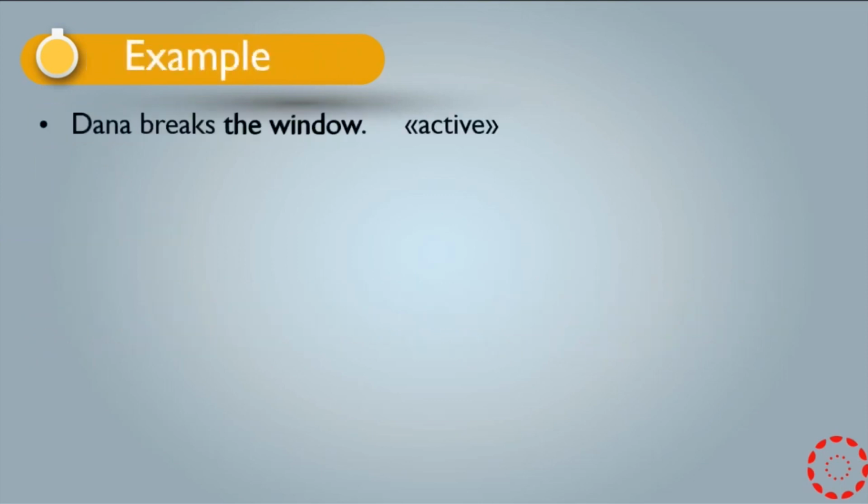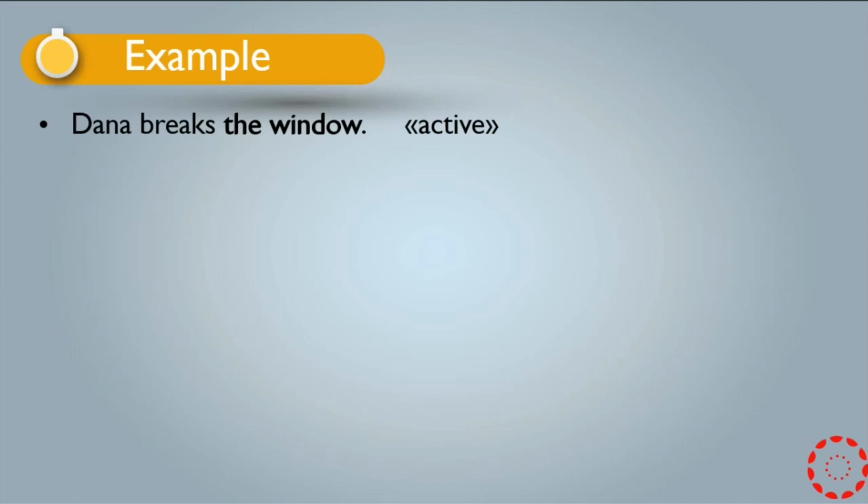Let's see. For example, Dana breaks the window. This sentence is active. As I mentioned before, most of the time we can find the object at the end of the sentence. So the window is the object. After that, I will look at it. If it is singular, I write is. If it is plural, I write are.